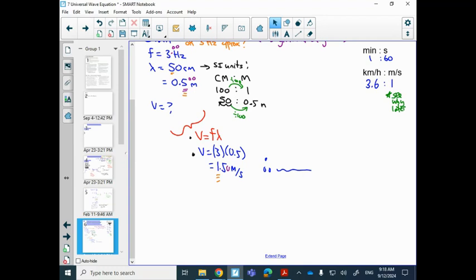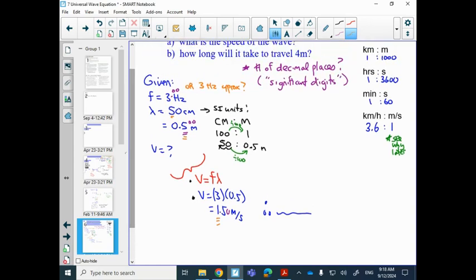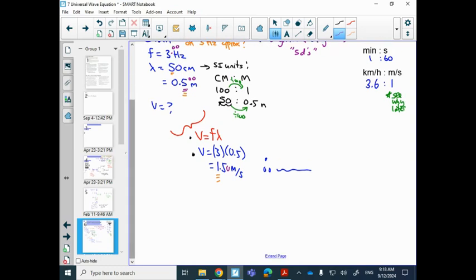So if it's only 1 significant digit, I'll add onto this: significant digits, or SDs, just for short. You'll see some short forms in this course for sure. So if this was just 1 significant digit, then really you'd round this to V equals 2 meters per second.